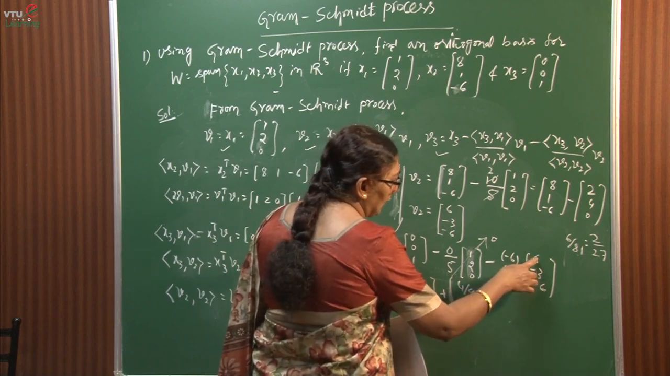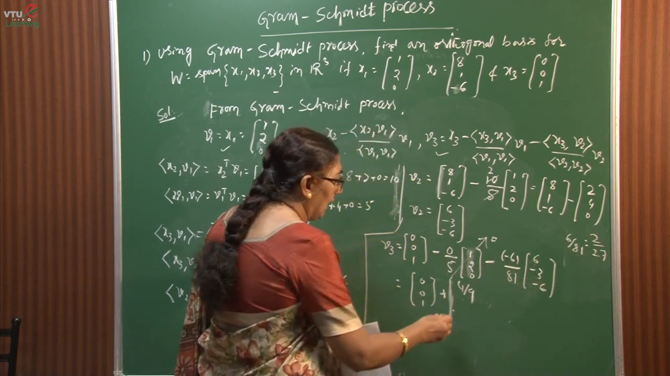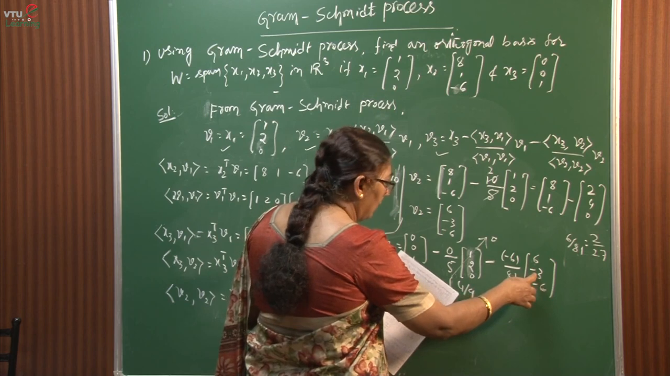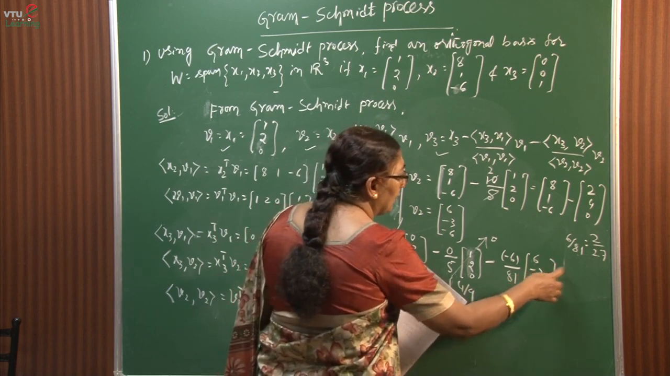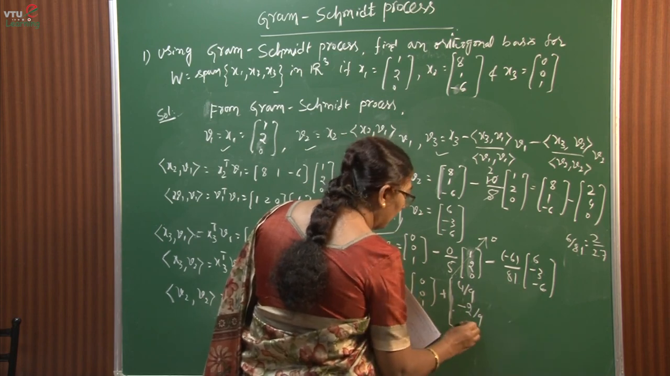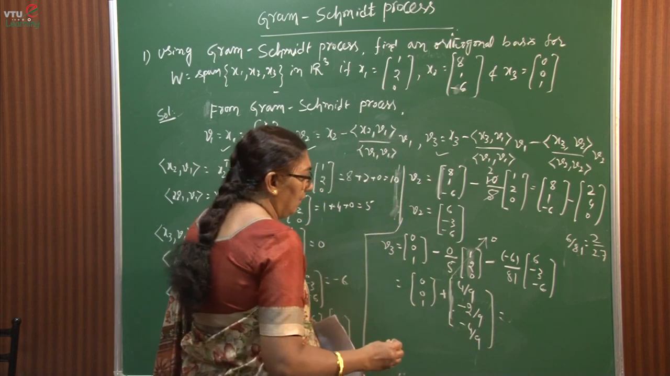Multiplied by 6, 3 2s are 6, 3 9s are 2 to 4, 4 by 9. And then multiplied with minus 3, what do we actually get? 3 1s are 3, 9s are, what do we get? Minus 2 by 9. This is the same thing, we get minus 4 by 9. You simplify this.